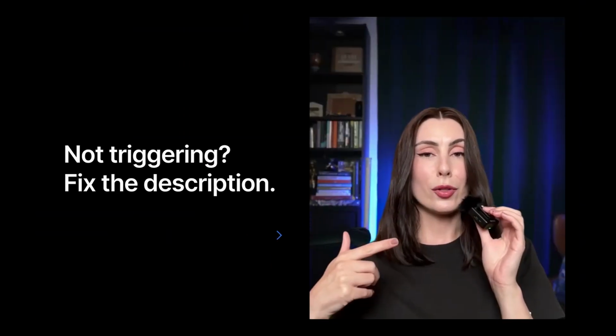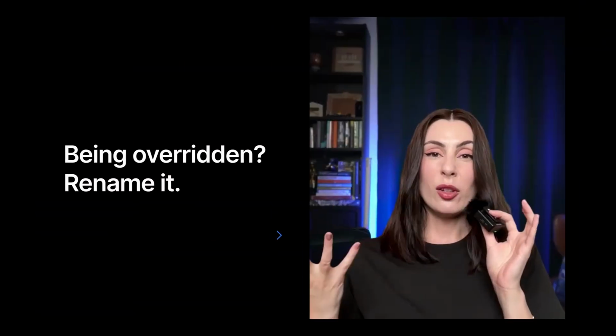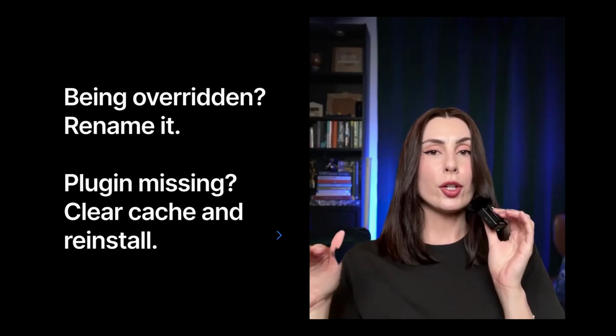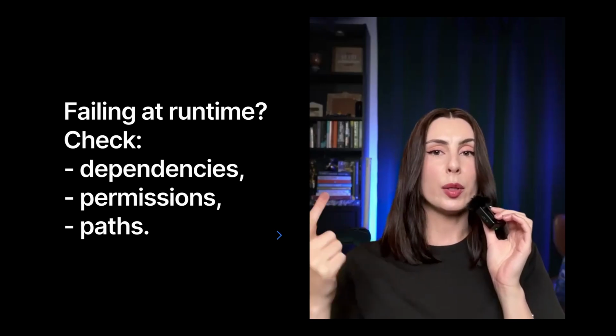If you want a quick reference to add as a checklist to keep around you, add this. Not triggering, fix the description. Not loading, fix the file structure. Wrong skill, make the description more distinctive. Being overwritten, rename it. Plugin missing, clear cache, reinstall, try again. Failing at runtime, check dependencies, permissions, and paths. This should cover about 95% of the problems that you most likely will run into.